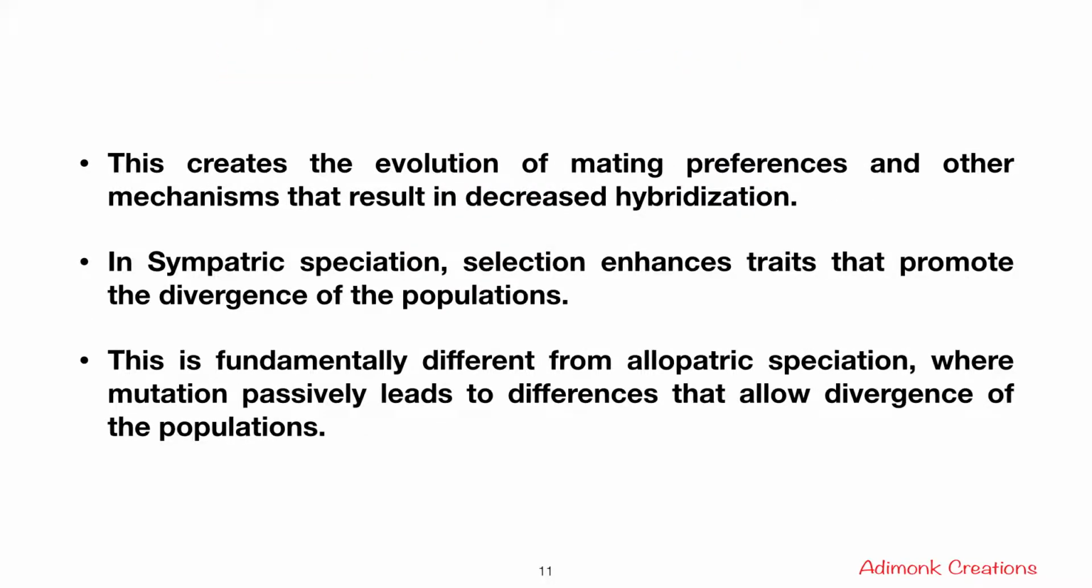So this creates the evolution of mating preferences and other mechanisms that result in decreased hybridization. So in sympatric speciation, selection enhances traits that promote the divergence of the population. So this is fundamentally different from allopatric speciation, where mutation passively leads to differences that allow divergence of the populations.